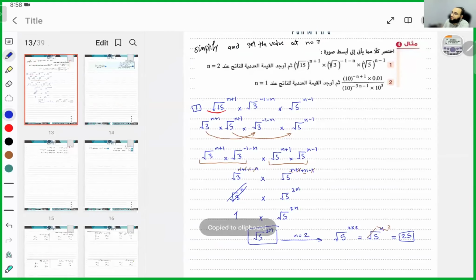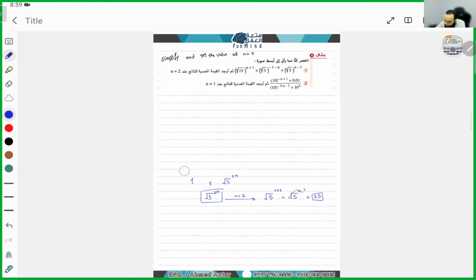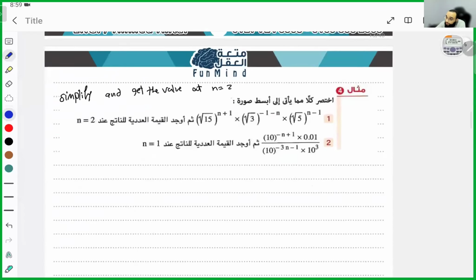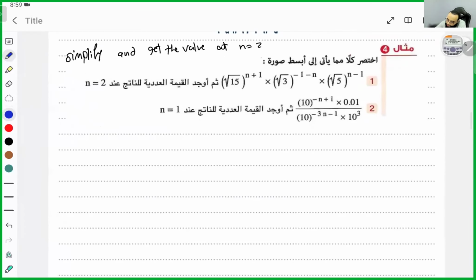Yeah, Nadine. Number 2. If we have something like that, we also need to simplify it, and then we will get the value at n equals 1 right now. Okay, 10 power of negative n plus 1 times 0.01 over 10 power of negative 3n minus 1 times 10 power of 3.